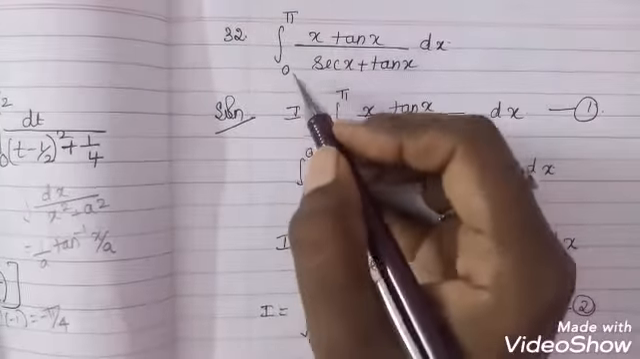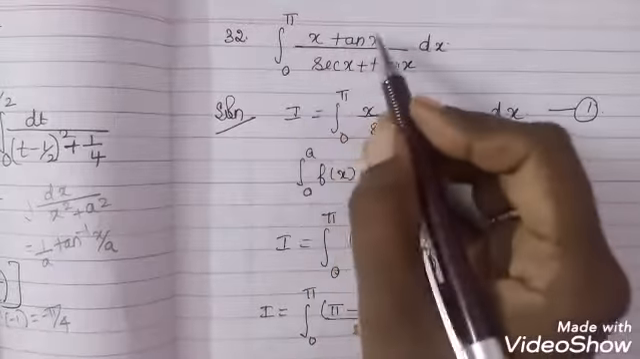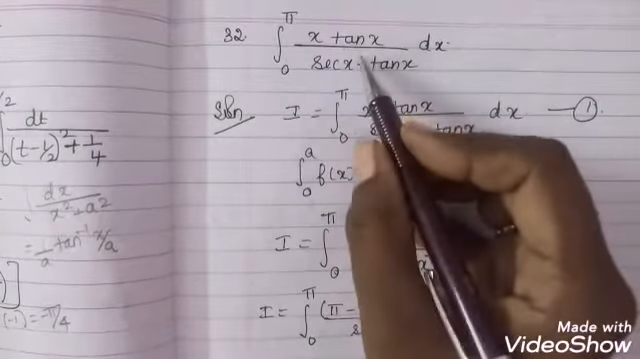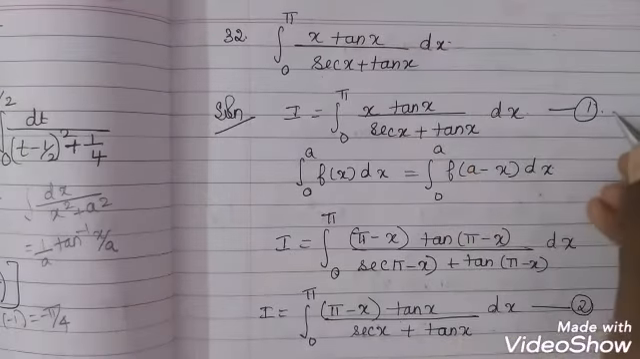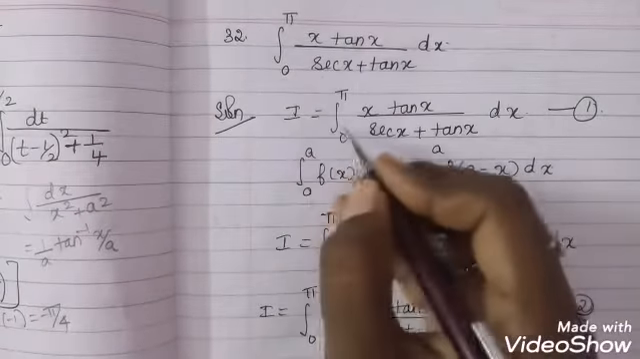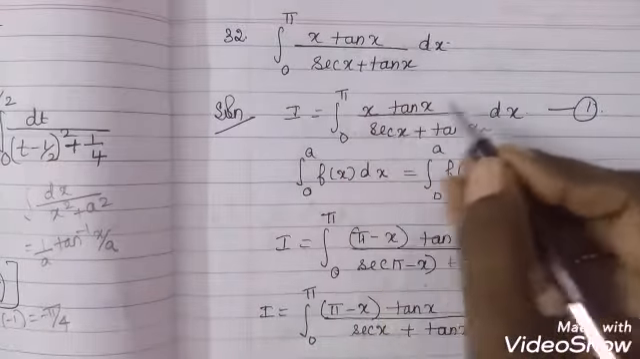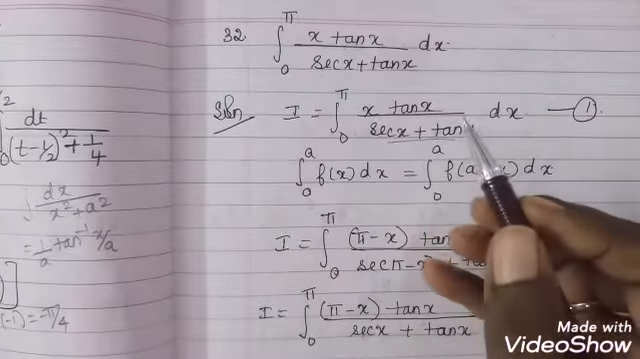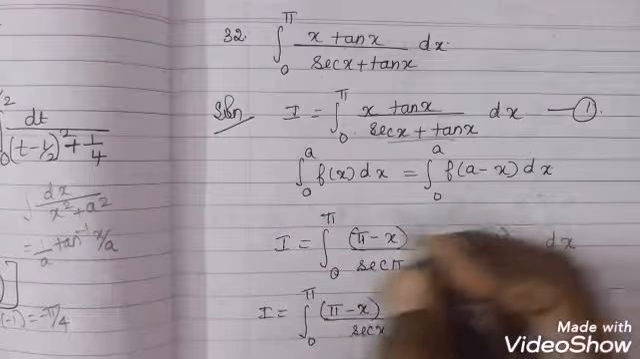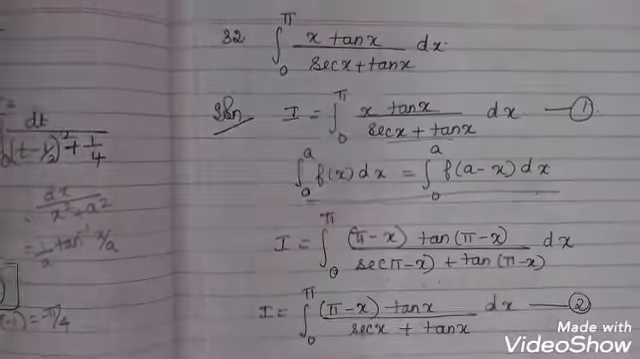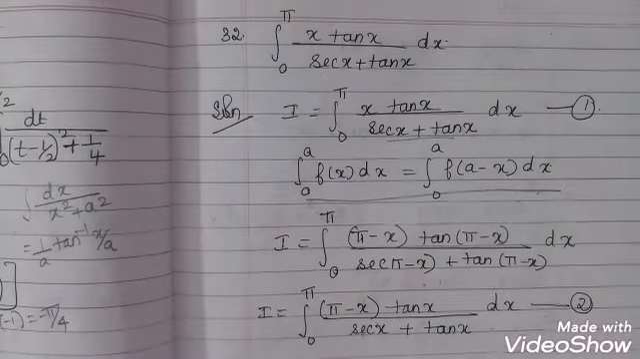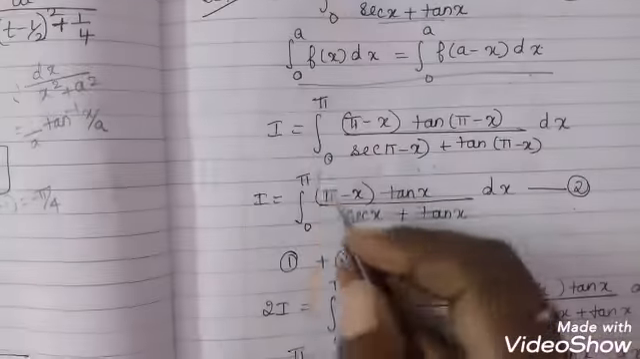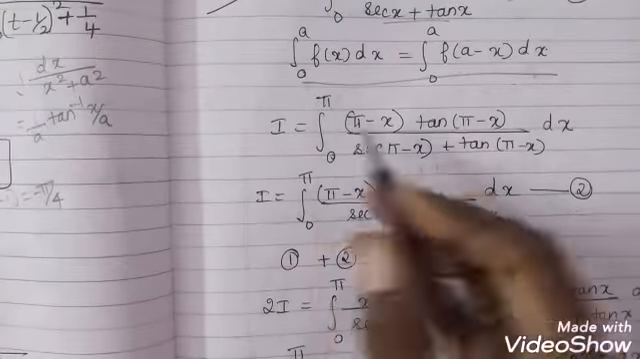The 32nd question, integral over 0 to pi of x tan x divided by secant x plus tan x dx. So here in this case, if you see, I'll have to use the definite integral property. So I'll just write I equal to integral over 0 to pi of x tan x divided by secant x plus tan x dx. See if you can do it by substitution method, not possible here. So I'm going to make use of this property here. Integral over 0 to a of f of x dx is equal to integral over 0 to a of f of a minus x dx. So your I is equal to integral over 0 to pi.